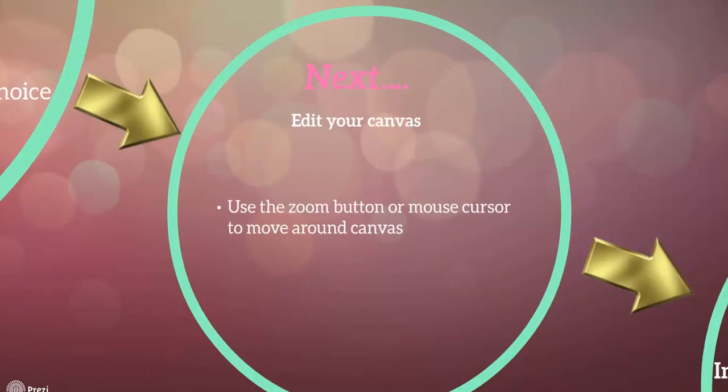Next, you want to edit your canvas. The canvas is simply your workspace. Use the zoom button or mouse cursor to move around the canvas. Okay, so if I want to double click in on something with my mouse cursor, I'm going to do that. And there's also a zoom button as well that you can manipulate.